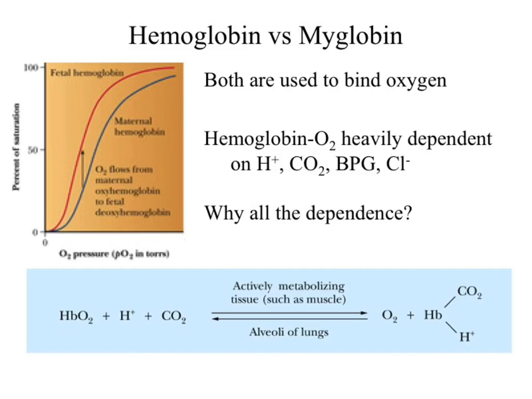Another situation, I know you may not have noticed that the slide just changed, but it did. If we take a look at the graph on the upper left, you'll notice that we've got a new graph here. We've got fetal hemoglobin versus maternal hemoglobin. You'll notice a slightly different curve. Fetal hemoglobin has a lower pressure to achieve 50% saturation. Why might that be the case?